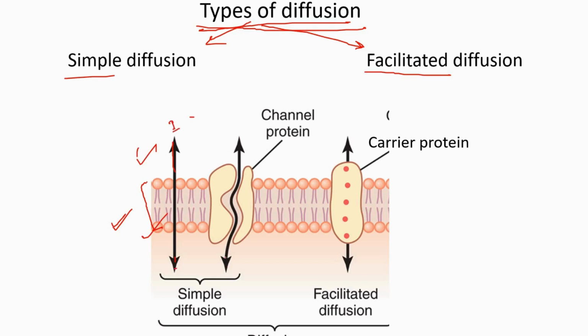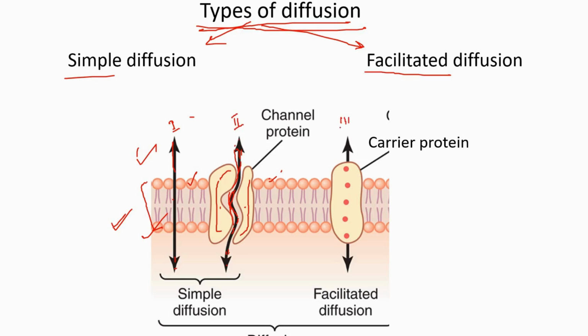The second type of movement is happening through a tunnel, which is not exposed to the lipid molecules. Here these are the protein molecules which are making a passage for a particular substance to pass through. This is called channel transport, or transport through channel proteins. This is your second type of transport shown.